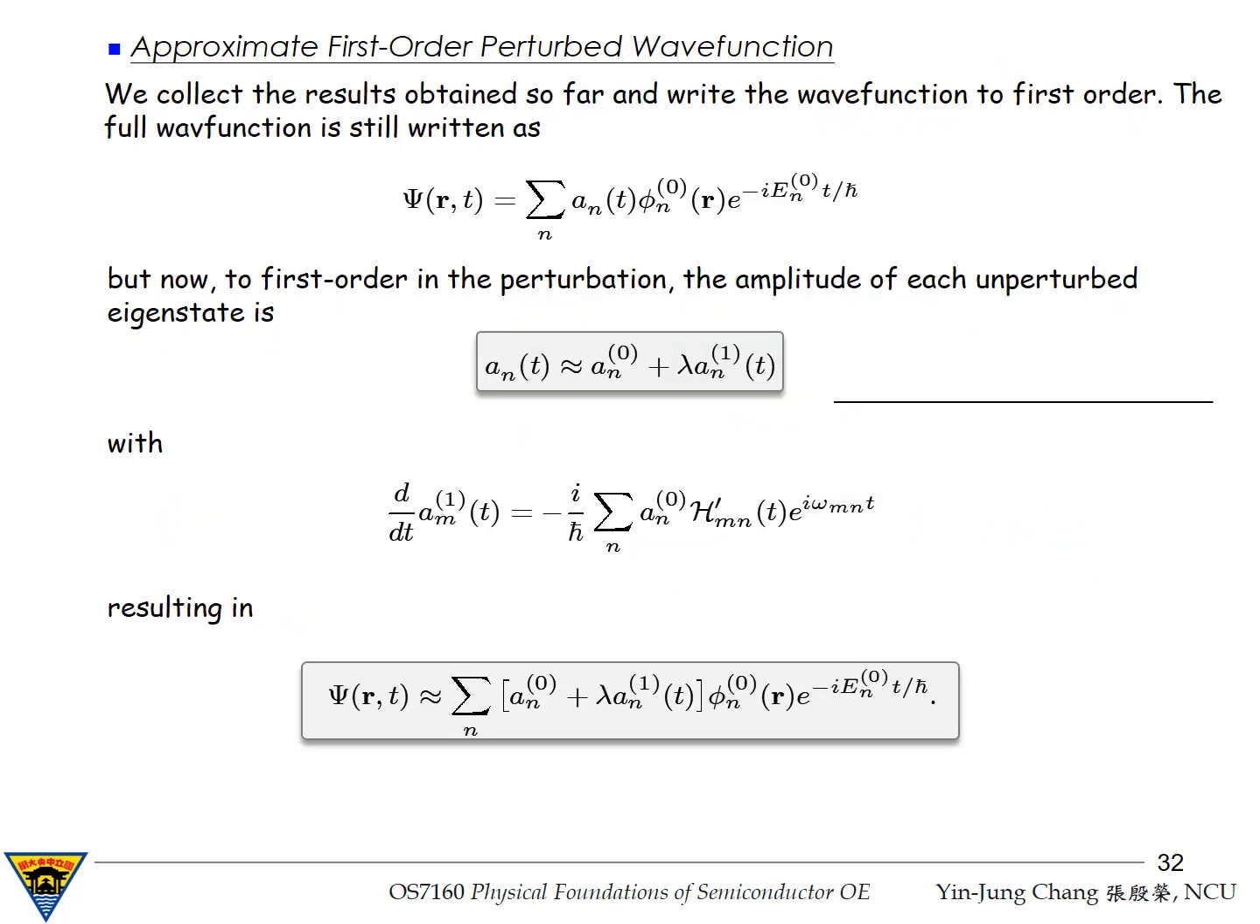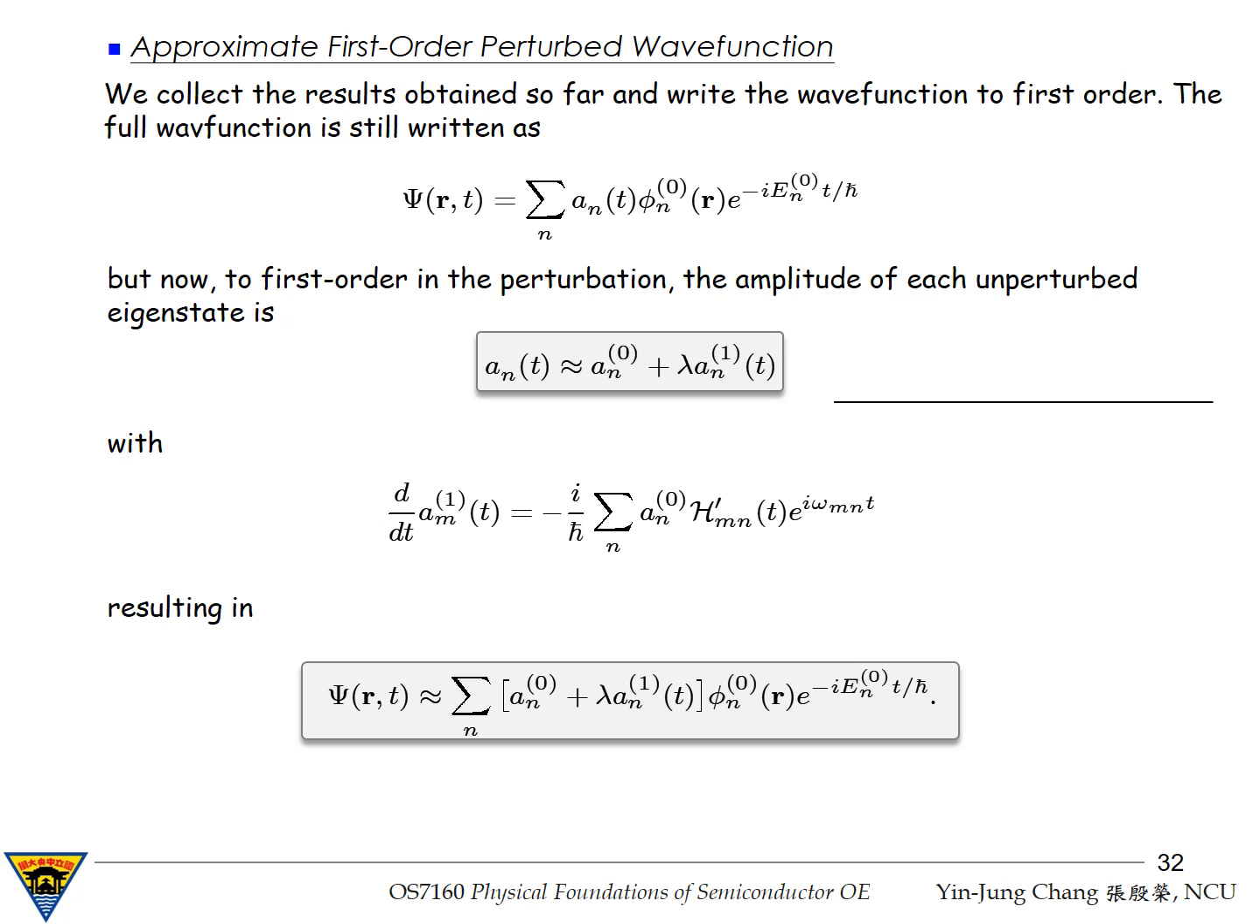Now we collect the results obtained so far and write the wave function to first order. We still have the equation for a general solution of the time-dependent Schrödinger equation as shown. But now, to first order in the perturbation, the amplitude of each unperturbed eigenstate is given by this equation. So the first order approximate wave function becomes the equation as shown. This is the first order perturbed solution.